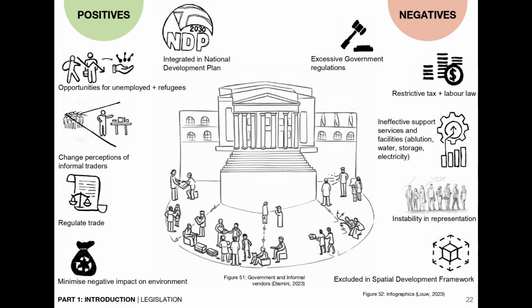The negatives of this legislation is that the legislation does not include infrastructure for informal traders in their designated trading areas or support services and facilities like ablutions, provision of water and electricity. There are excessive government regulations that prohibit and limit informal trade, one of them being the disproportionate registration fees to register as an informal trader.